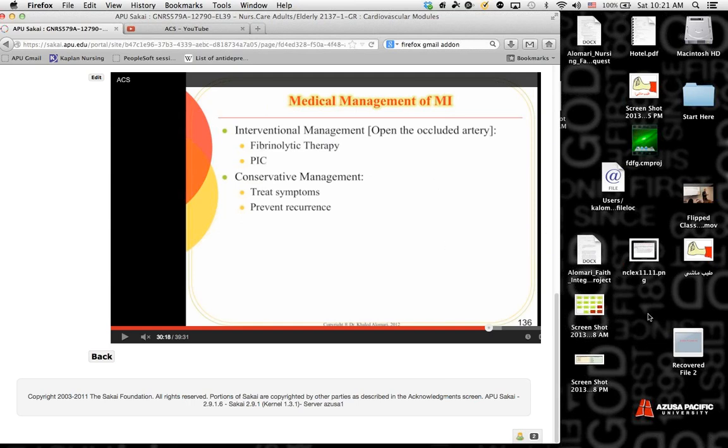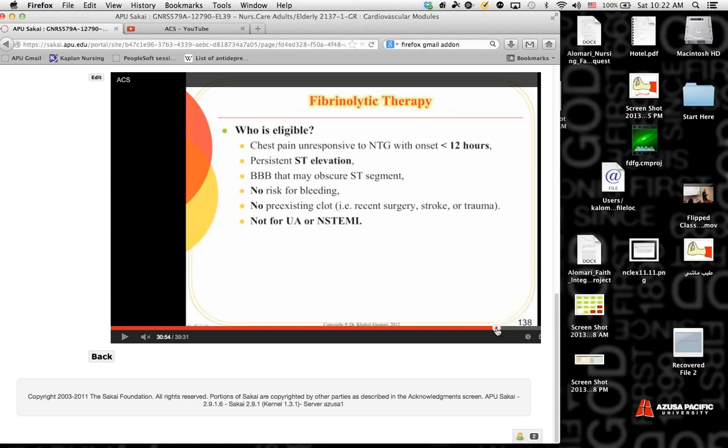Then you need to know who is a candidate for TPA. A patient who has a high tendency to bleed, whether they've been receiving Coumadin or they have recent surgery or recent stroke, shouldn't receive it. And of course, while it's being administered, I will just be general about it because you won't be giving or even seeing TPA in med-surg, but there are more details in critical care. But you must know that mainly it's the bleeding that is the most serious complication of TPA, and that we want to monitor for that. This is the eligibility, who's eligible, who's not.